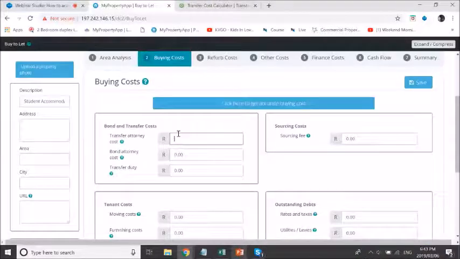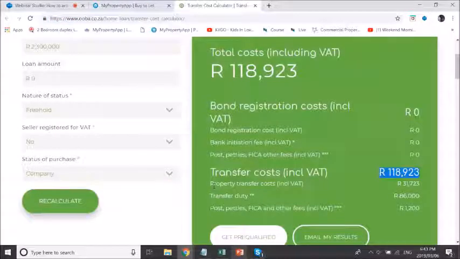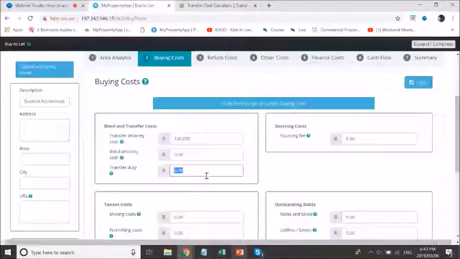Okay, so I could put here 120. If you want to be more detailed, you can put the 85,000 here in the transfer duties and then the transfer attorney costs because they've broken it down here. So you've got the property transfer costs and then you've got the transfer duties. The duty is the cost to SARS, so that's a tax payment, and then the property transfer costs is actually transferring it into your name. So there we go.